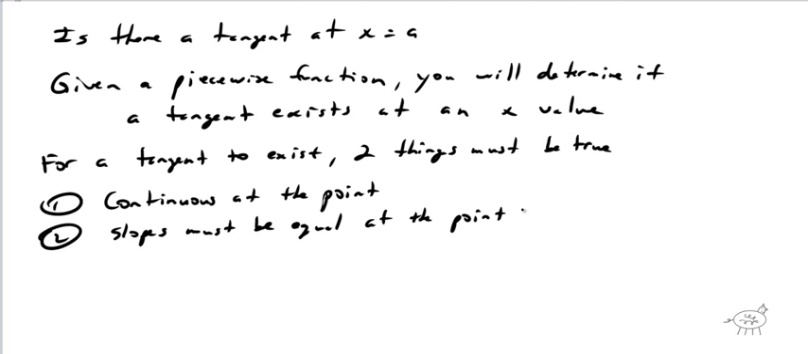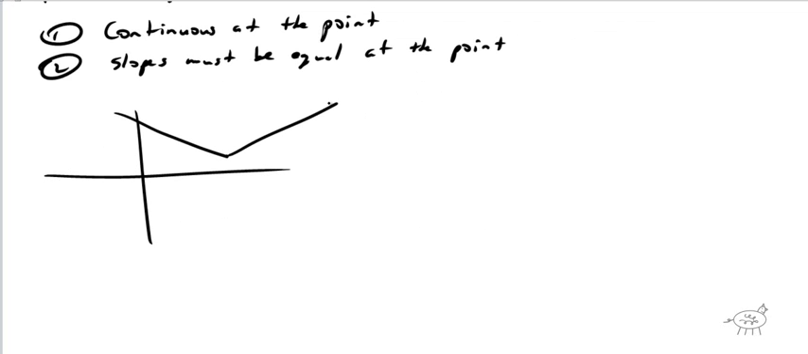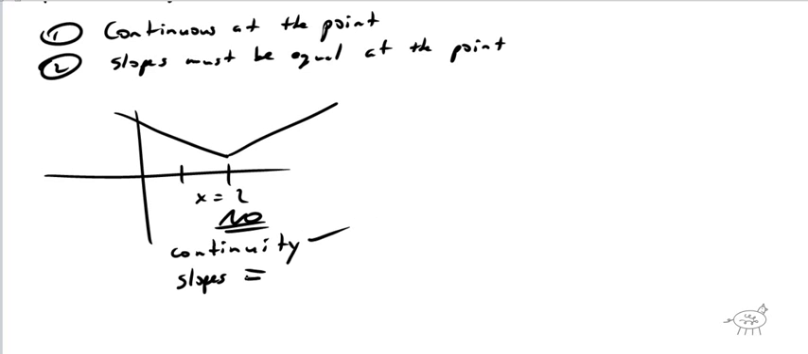Let me move down here and give you the three scenarios. In the first scenario, I give you something that looks like this, and I ask, does a tangent exist at x equals 2? No, it doesn't. First of all, it's continuous, because you always check for continuity first, but the slopes are not equal. This has a negative slope and this has a positive slope, so there's no tangent.